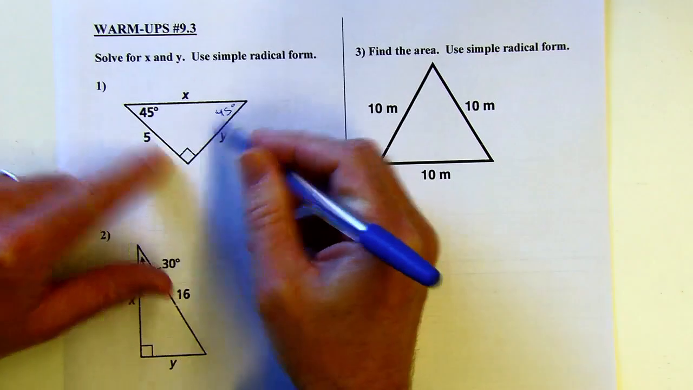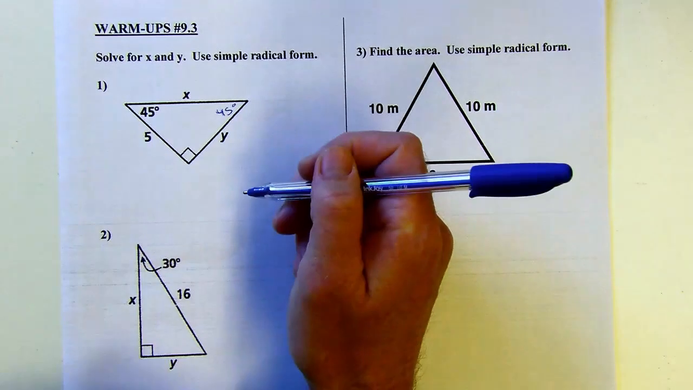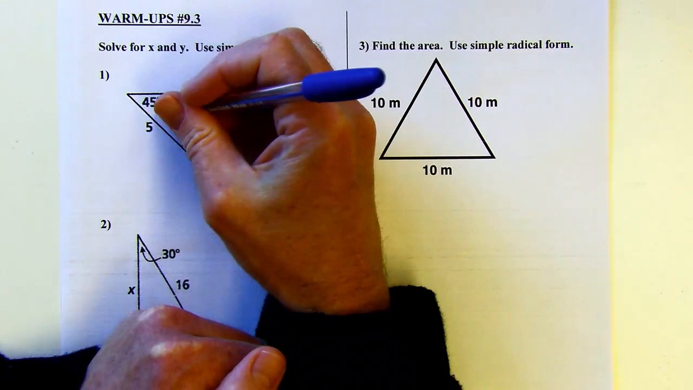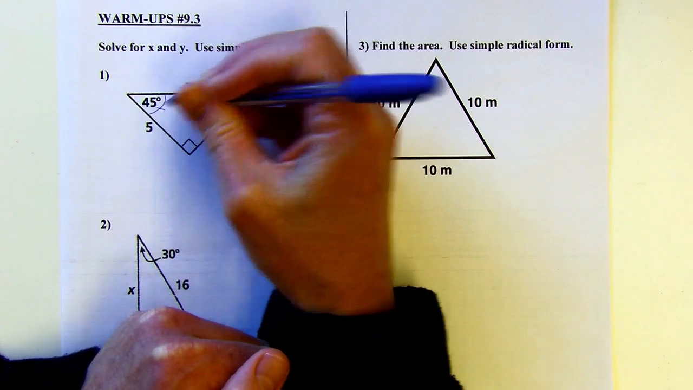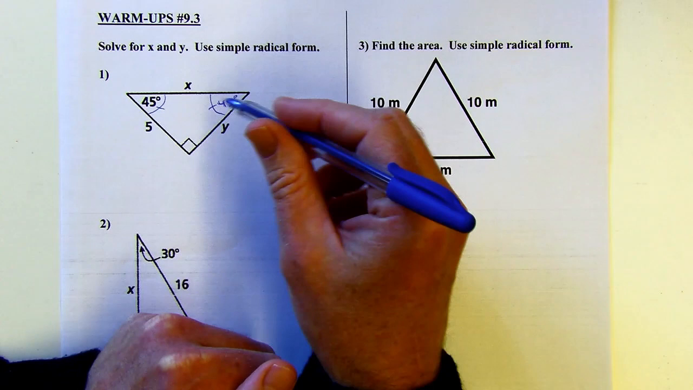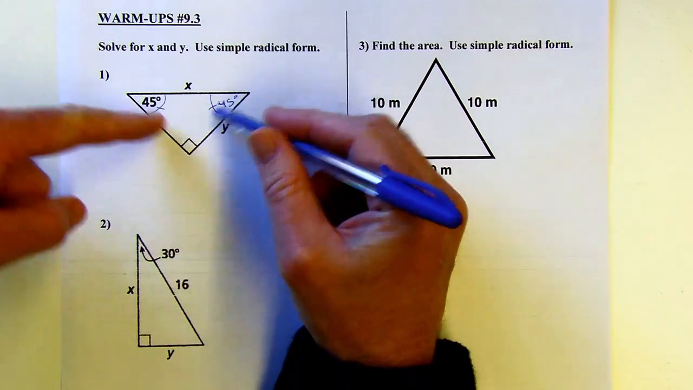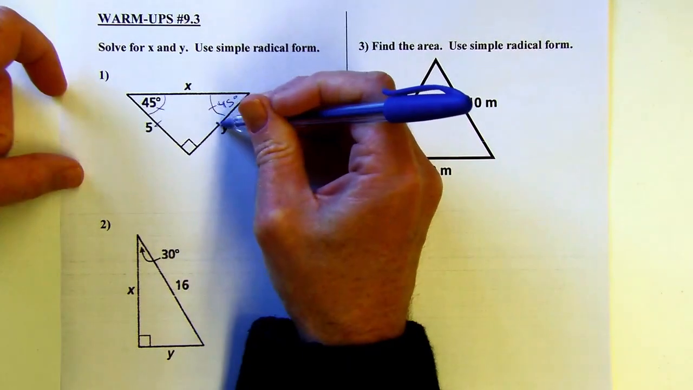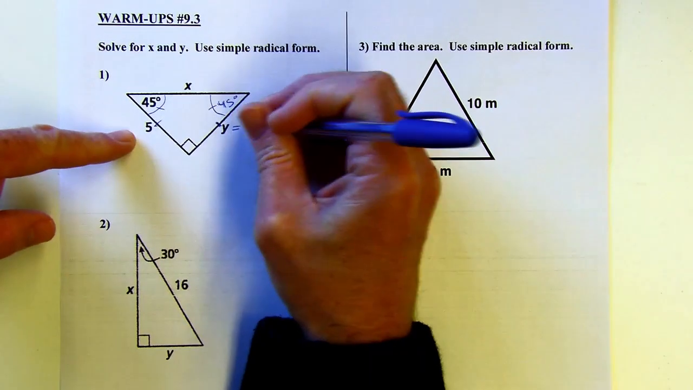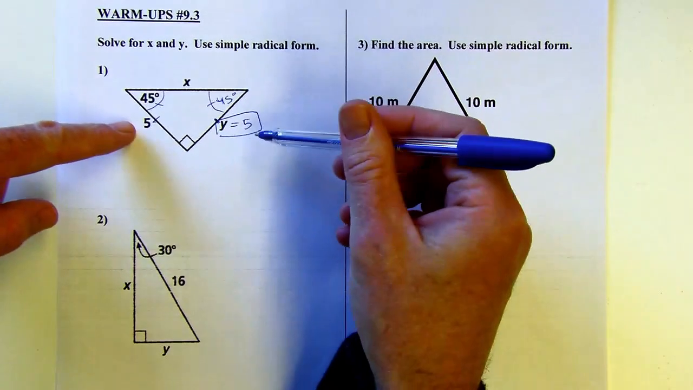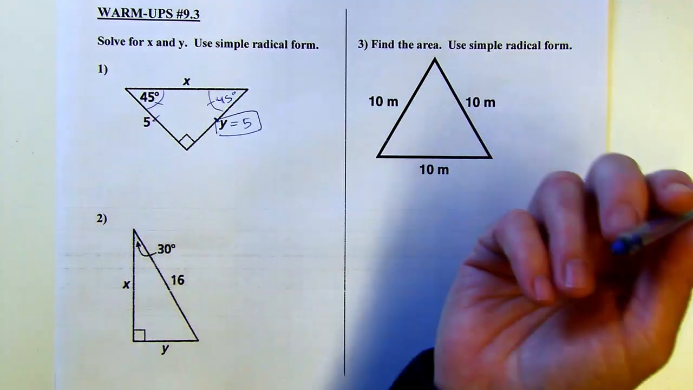So I got 90 degrees right here, the other 90 degrees in the two acute angles. So that means that these two angles are going to be congruent. And therefore, this is going to be an isosceles triangle. So across from the congruent angles are going to be congruent sides. So y is going to equal 5. Okay, and then you could use the Pythagorean theorem to find x, and that would be totally fine.